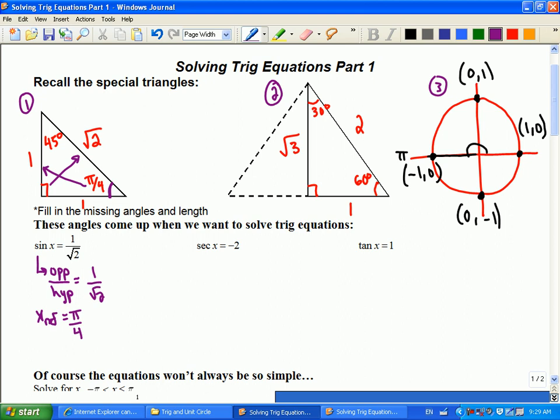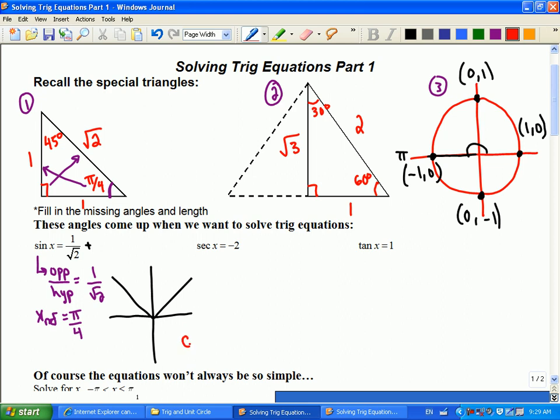Is there another value other than pi over 4? Yeah, 3 pi over 4. Excellent. Here's the picture. This is a positive value, right? So if it's positive, I'm going to be looking for 2 possibilities. One in quadrant 1, one in quadrant 2.